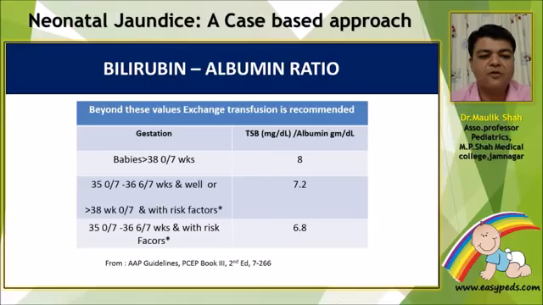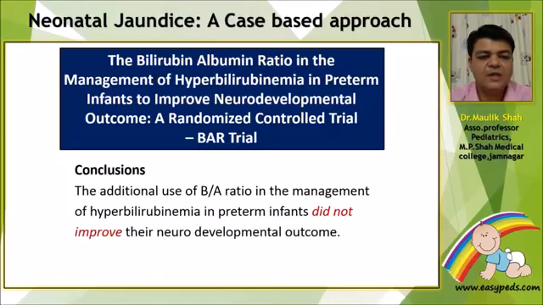You can very well download it also from the AAP website. One of the very interesting studies based upon the bilirubin-albumin ratio is called the BAR trial. This BAR trial looked at the management of hyperbilirubinemia in a premature baby to improve the neurodevelopmental outcome.